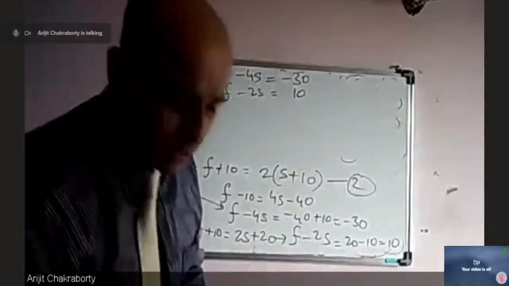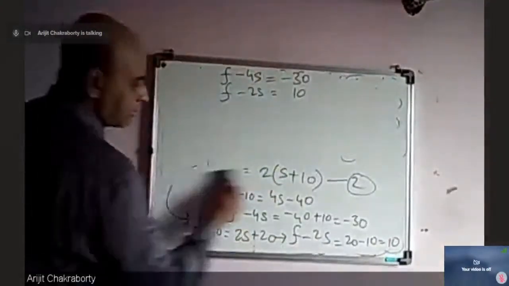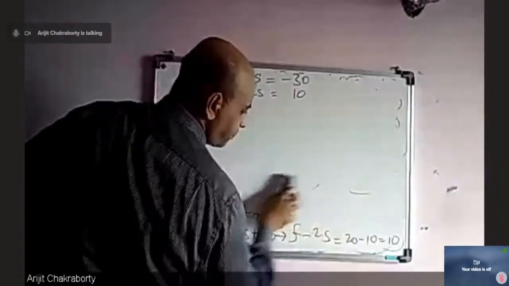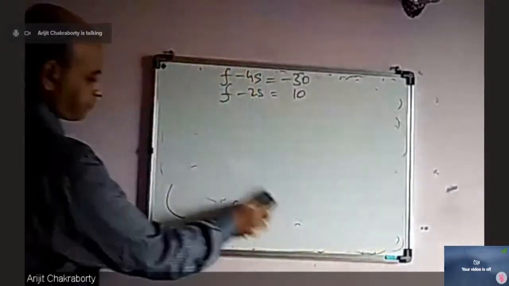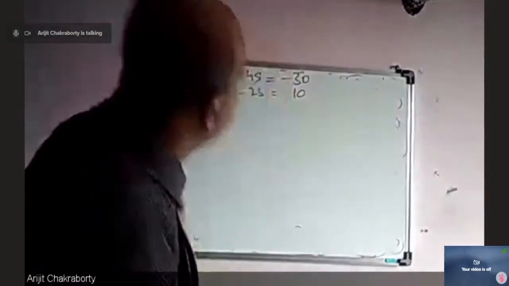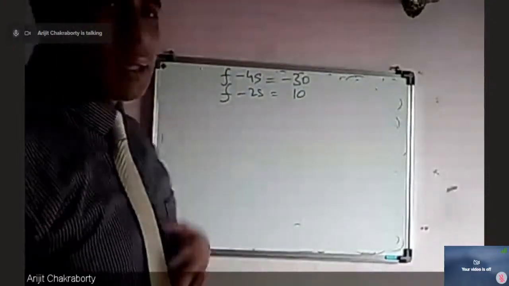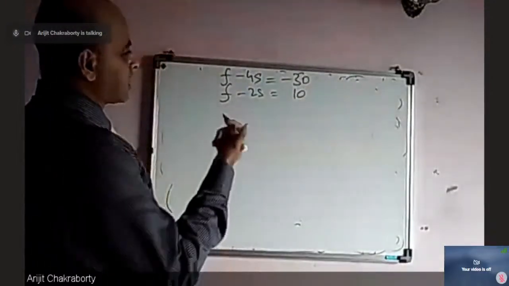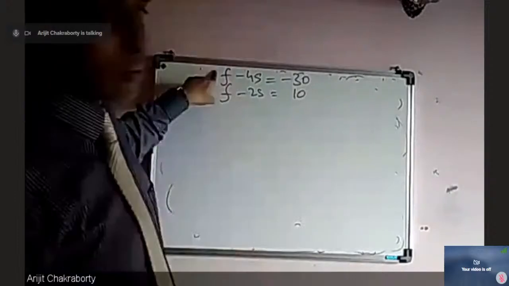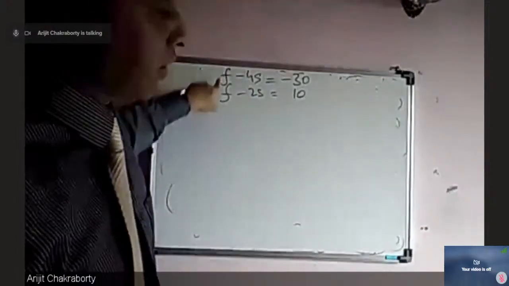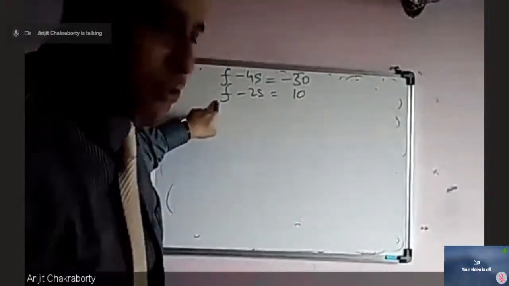Okay, these are the final equations we have got. I am rubbing this part also. Final equation. Now what can we do? Let us eliminate f, because you have f in both the equations.